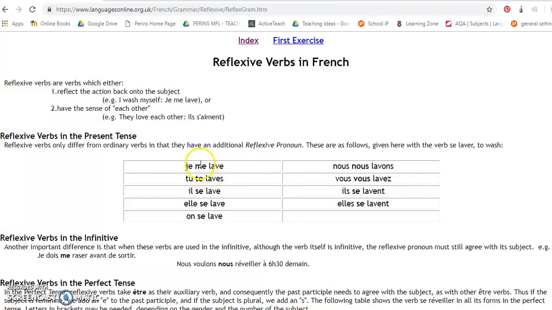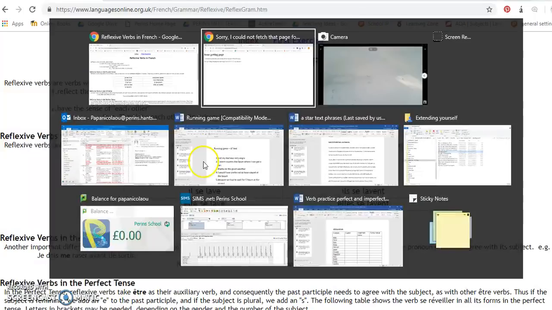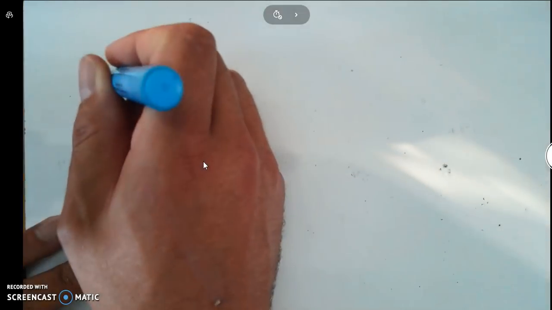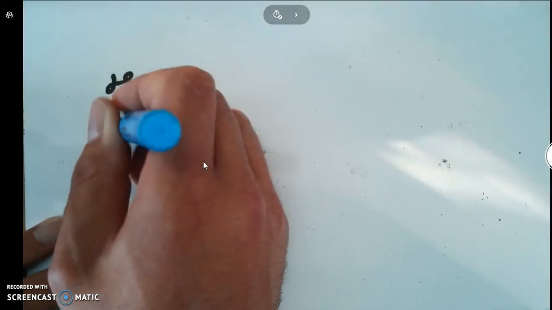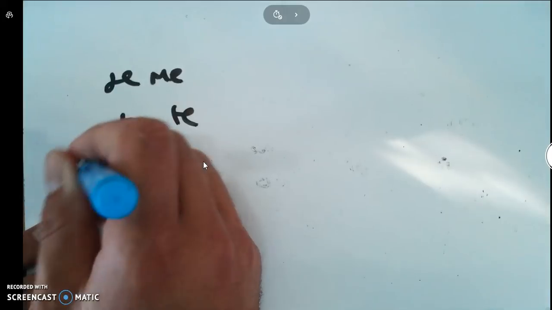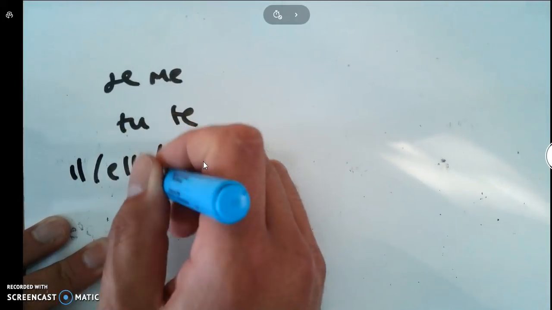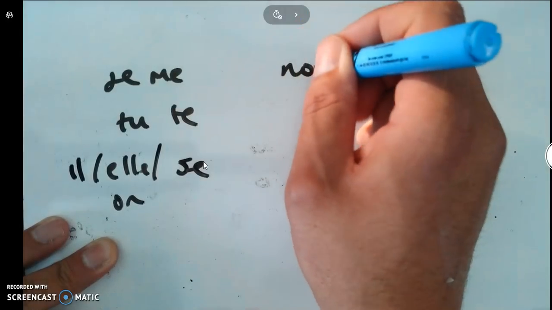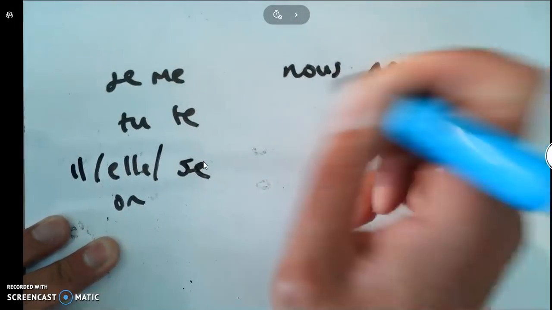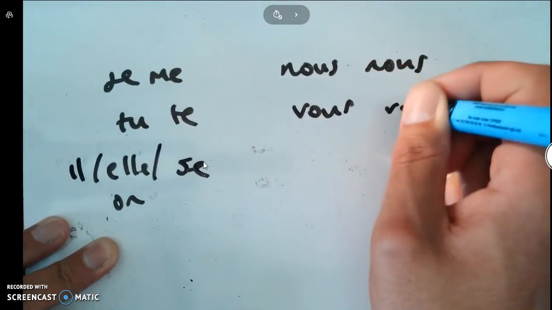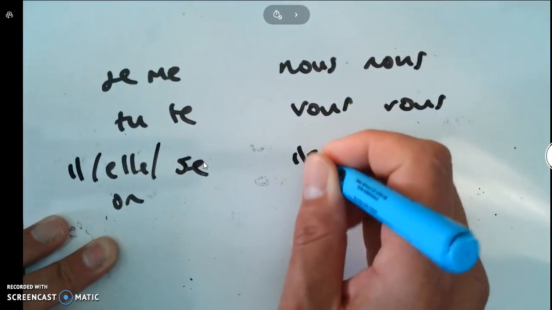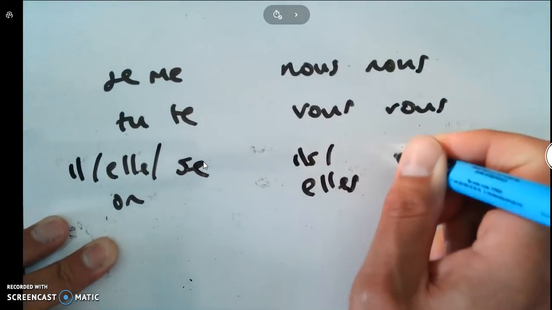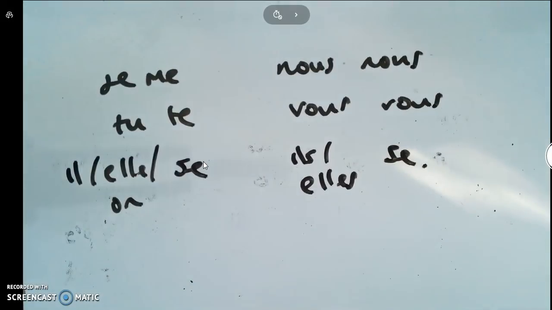So first of all, we've got the reflexive pronouns, which look like this. So if I just get my visualizer up, my reflexive pronouns are je me, tu te, il or elle or on se. We've then got first person plural, which is nous, vous, and ils and elles, se. So these are my reflexive pronouns.